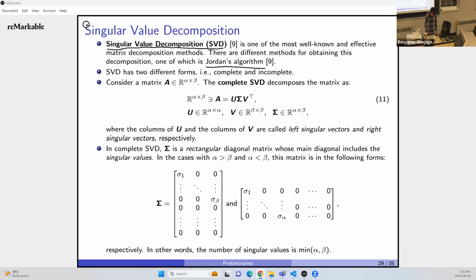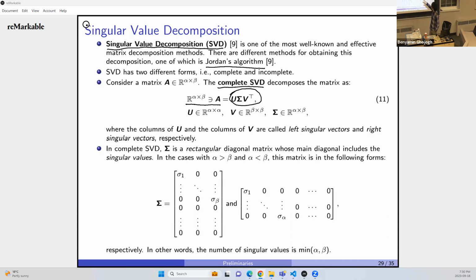And analyze them. So SVD can be applied on rectangular matrix. Therefore, in eigenvalue decomposition, the matrix must be square. But here it can be rectangular, alpha by beta. So I have U sigma V transpose. And I have two types of SVD, either complete SVD or incomplete SVD. So let's talk about complete SVD.